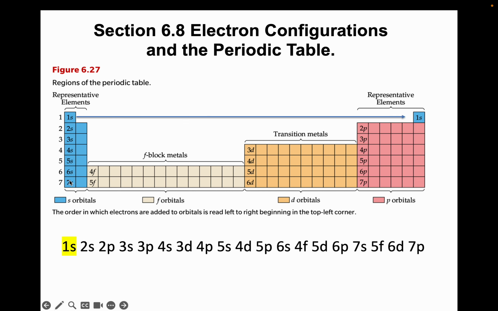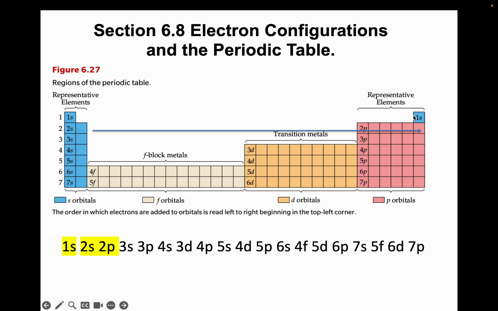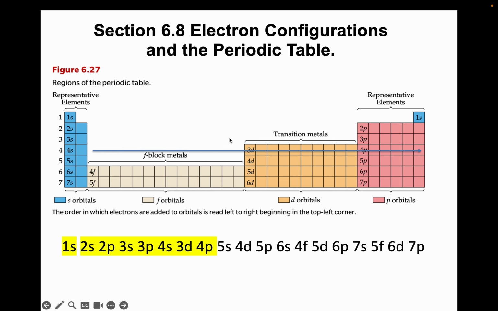When we are constructing the overall electron configuration, we begin with the 1s, so that would be from hydrogen and then helium. Then after that, we work from the 2s to the 2p, the 3s to the 3p, the 4s to the 3d to the 4p. So we're just going from one block to the next.